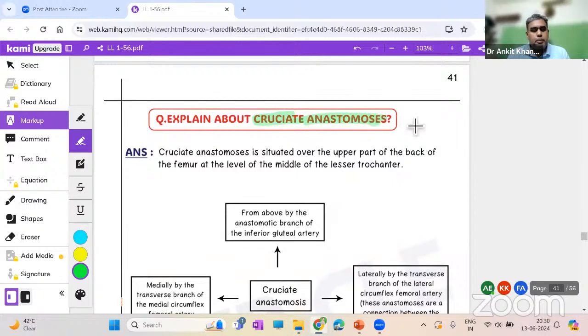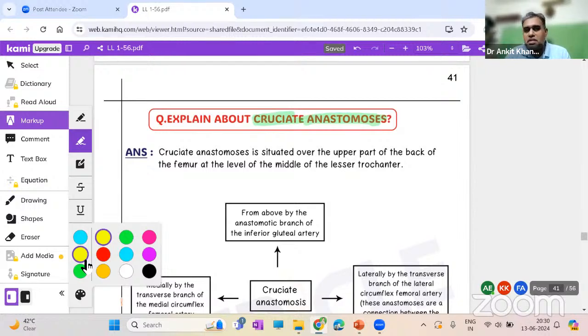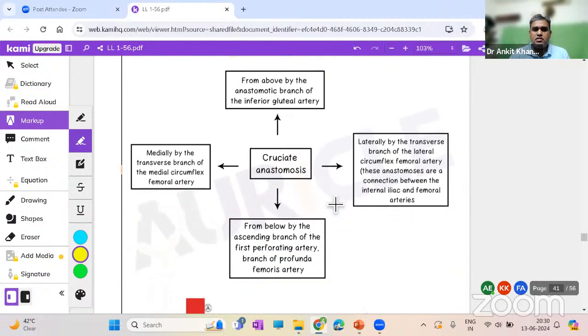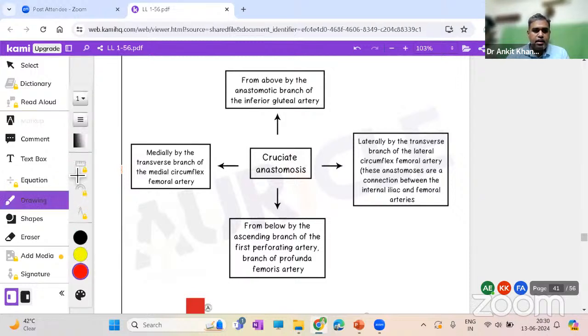Cruciate means cross-like. The first point that comes to our mind is where this anastomosis is actually present. It is present at the level of the middle of the lesser trochanter, slightly lower than the trochanteric anastomosis. Now, who is helping the formation of the cruciate anastomosis? How to remember it? In the trochanteric anastomosis, we have a superior gluteal artery, an inferior gluteal artery, a medial circumflex, and a lateral circumflex artery.